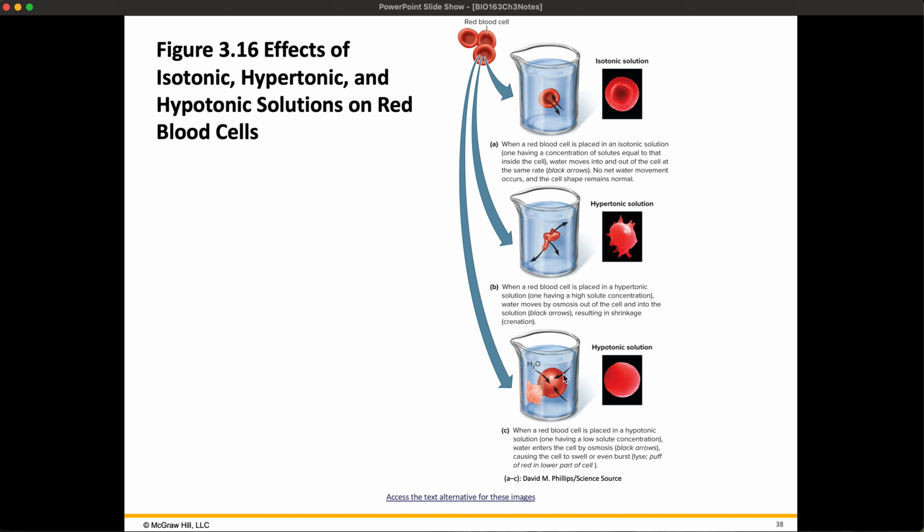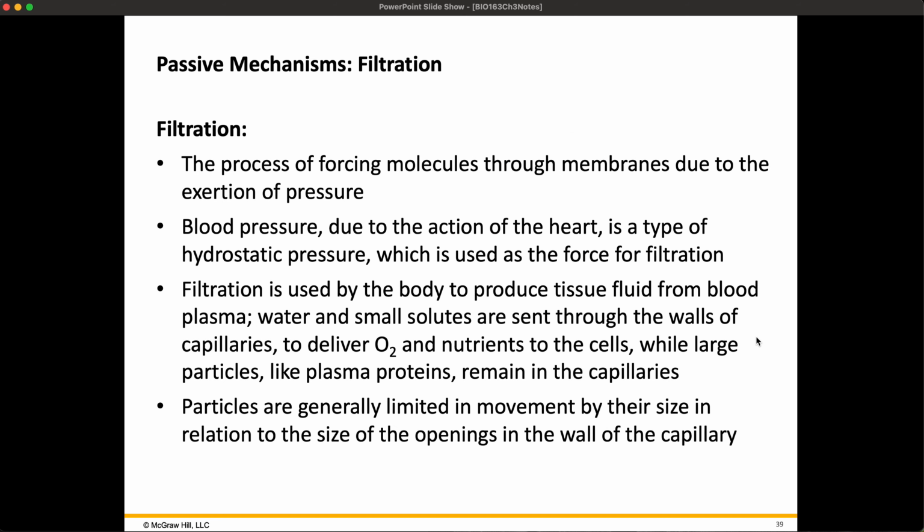And then in a hypotonic solution, you can see you have a lot of just pure water, and a cell being sat in that water is going to move into your red blood cell to try and balance those solute solutions, and that causes it to rupture.